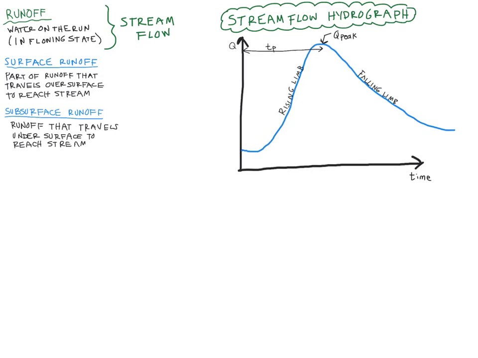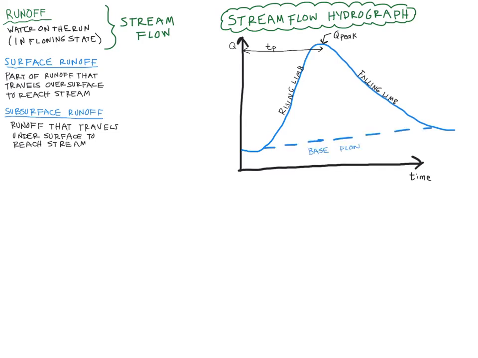We have two parts of the hydrograph. On the left-hand side at the earlier times, we have the rising limb, and that's how fast the water will come up from what we call the base flow, I'll label that in a minute, up to the peak. And then on the other side, as the flow goes down, we have the falling limb.